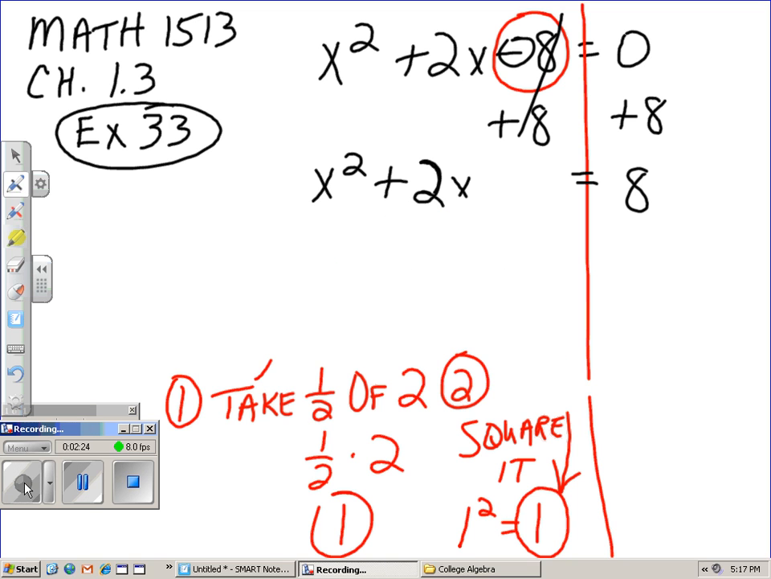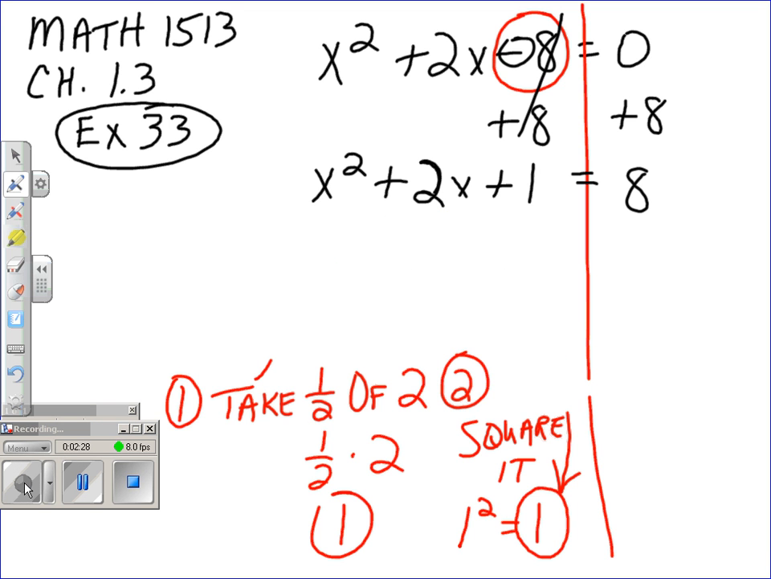Alright, so I take my magic number, 1, and it's positive, and I add 1. But remember, this is an equation. You can't just go adding 1 to the left side without adding it to the right. So I've got to add 1 to the right to keep everything balanced. Now what I've done is I've created a perfect square. I've created something that will factor into something times itself. And over here I have 9.